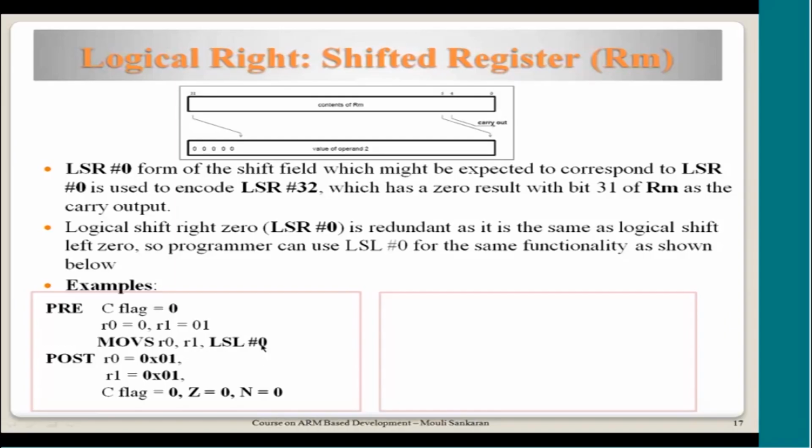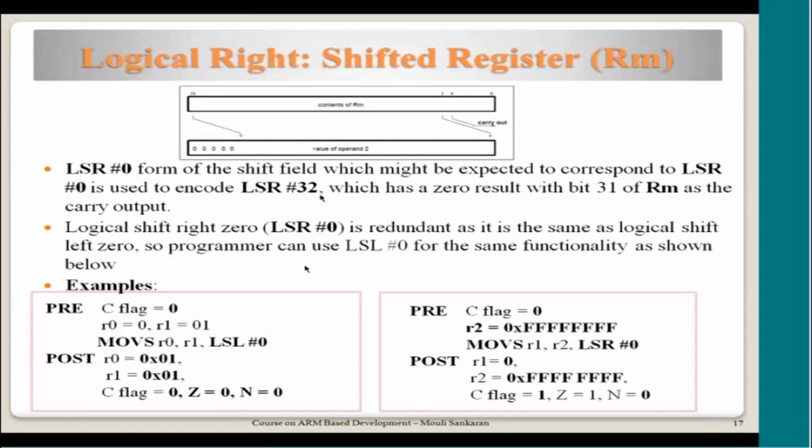If I say LSL 0, it is the same as what I explained to you. It will not have any impact on the parameters. It will pass on the same thing, and the carry flag, whatever was there, it will reflect it, and the zero and negative flags may change based on the result. So you have to use LSL 0 when you don't want the Rm value to be disturbed before passing on to the ALU. But if you want LSR 32 to be performed, then you write LSR 0 there.